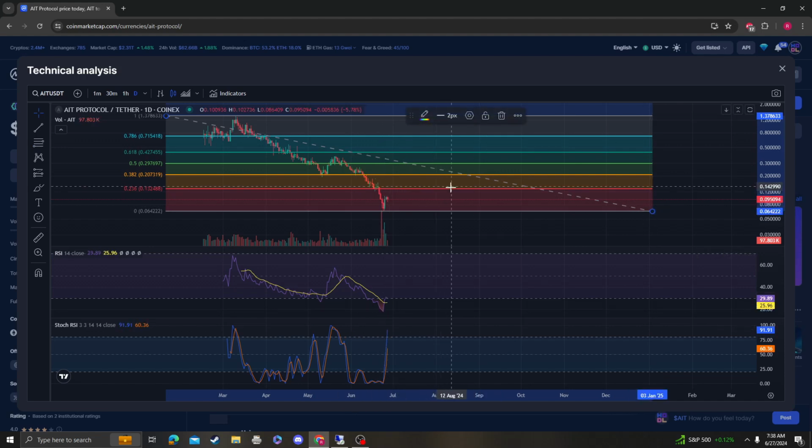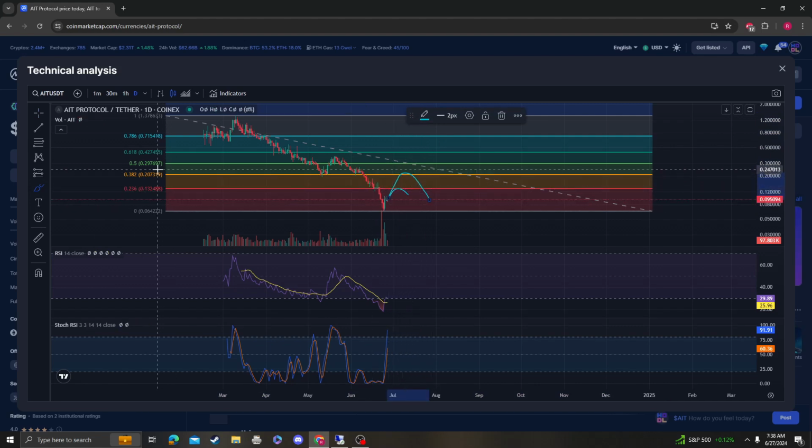Keep in mind that it could come all the way back up to the 0.236 or even 0.32, and it could still be bearish. So keep in mind that it needs to get over and stay over 20 cents at all costs, and then we could say that the AIT bull run has started.